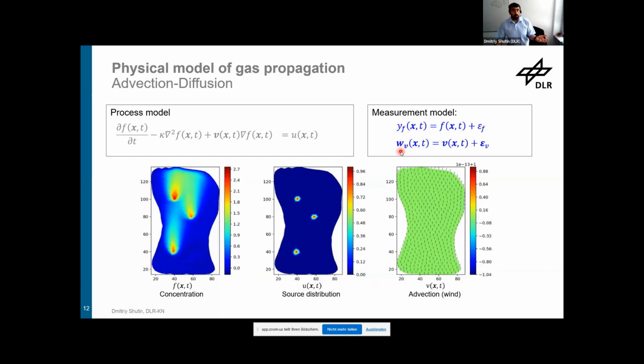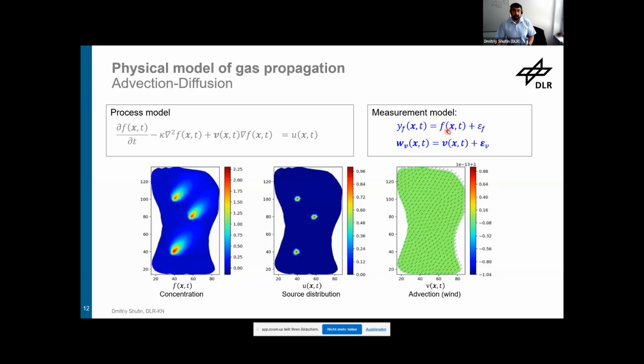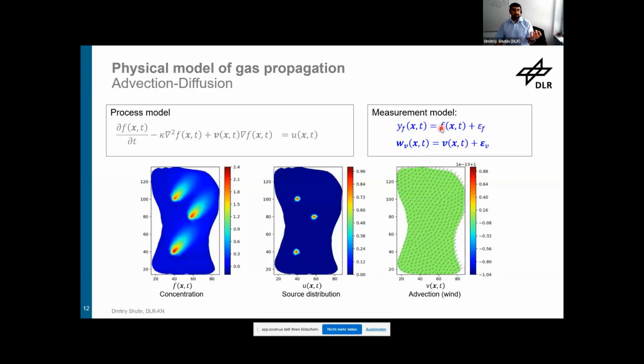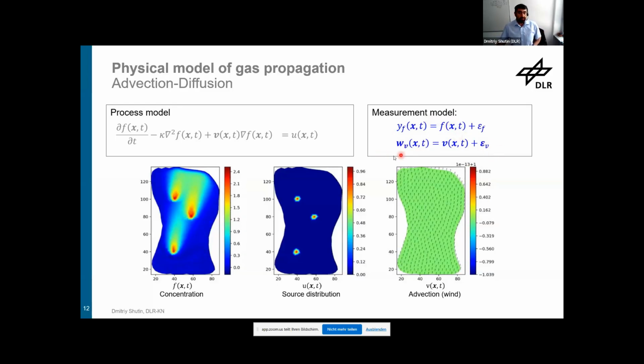So we take observations of our concentration values. Often, we just take our robot and fly into the plume, and we measure an in situ concentration, a noisy concentration value. And we also have wind sensors that measure how the wind changes in time and also in space. So we need to somehow get this information about the wind, and it's very important information for us. But this is the model that we will utilize for our purposes.